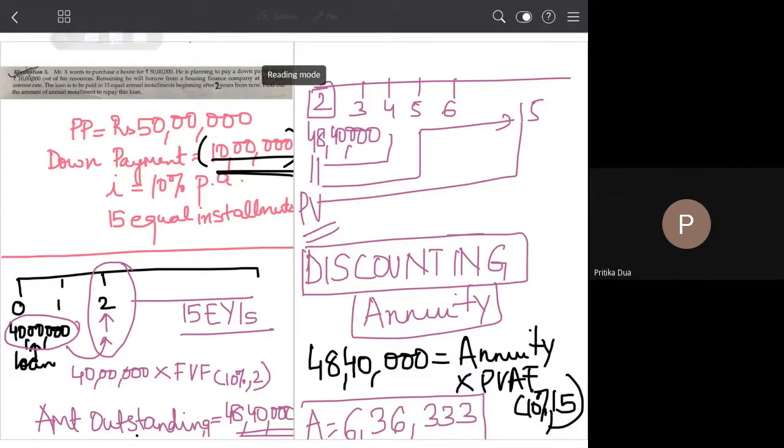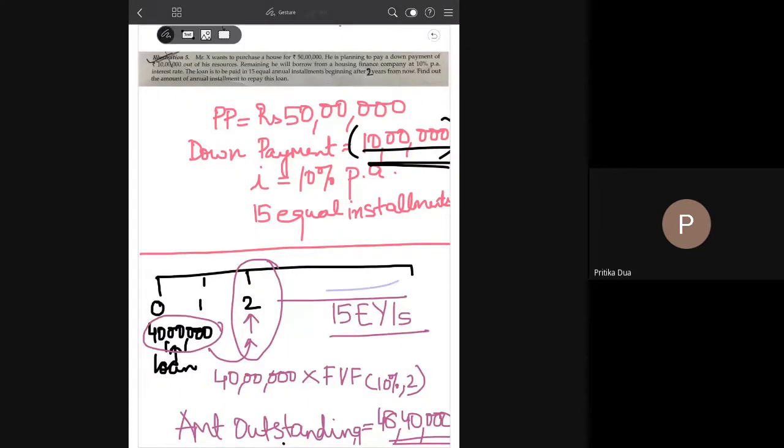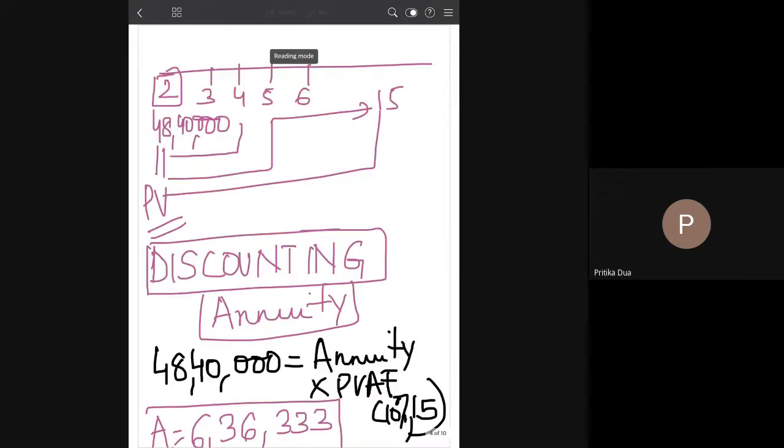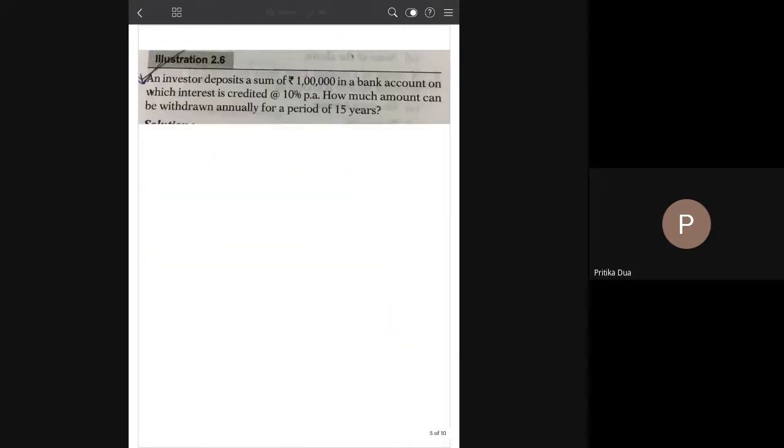Okay, then let's take one last question for the day. Again, a very common question in your main exams also. Such questions come a lot. So read and try the question. I'm giving you 2 minutes. See how we can solve this question, and then we'll discuss it.